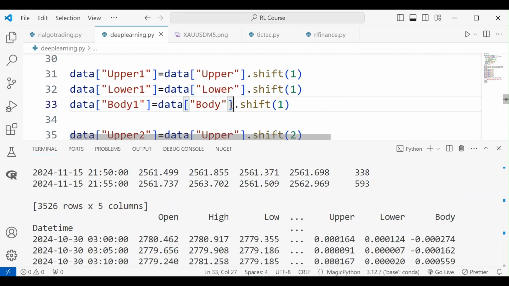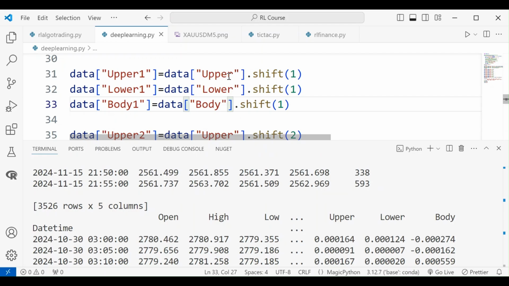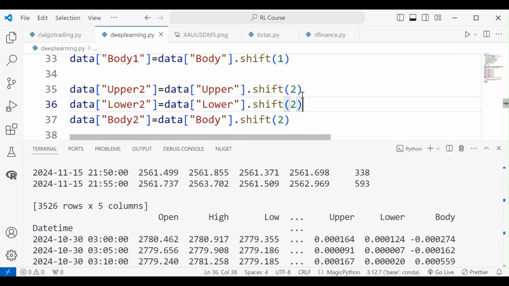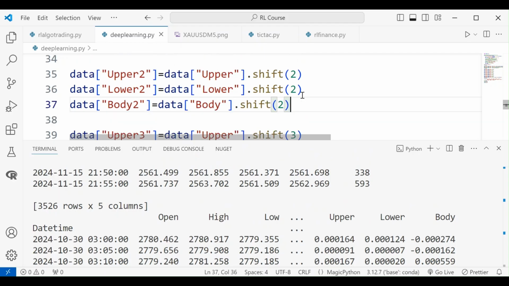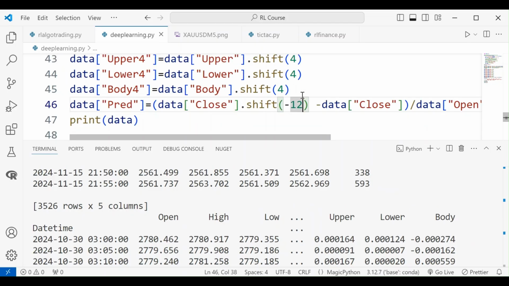Now we shift the data. We have to take four candles. So upper one is the shift one. Upper means that you shift data from back to forward. Lower shift one, body shift one. In the same way, we take four candles. Shift two: upper two, lower two, body two; shift three: upper three, lower three, body three; shift four, right?